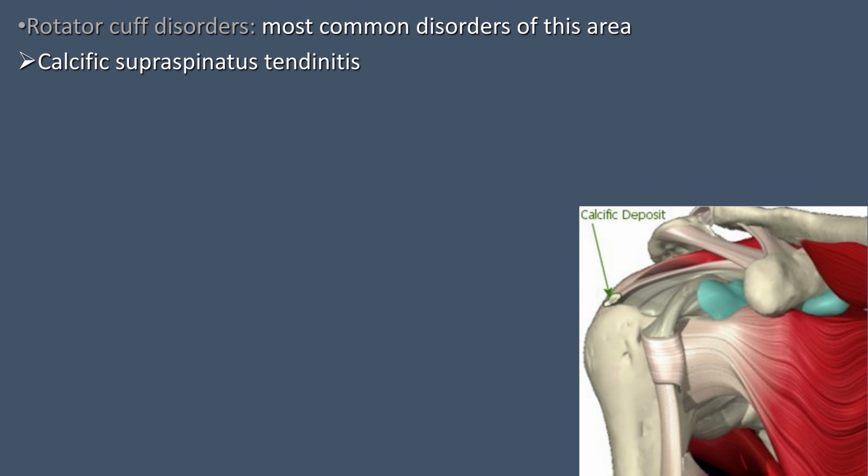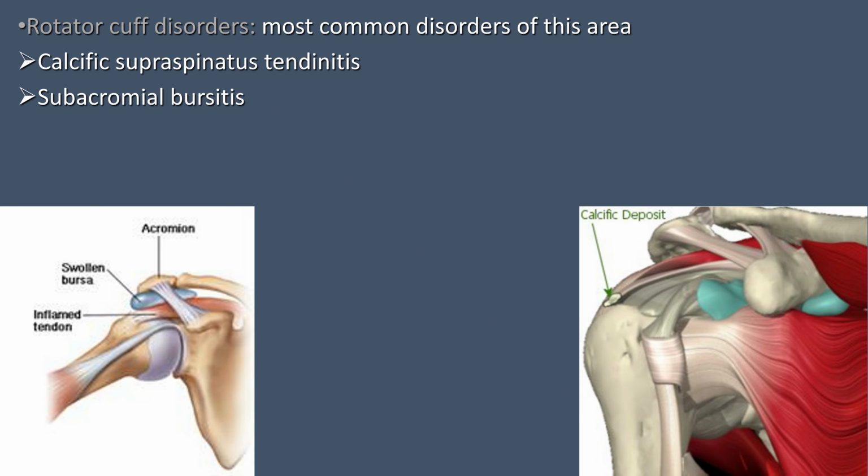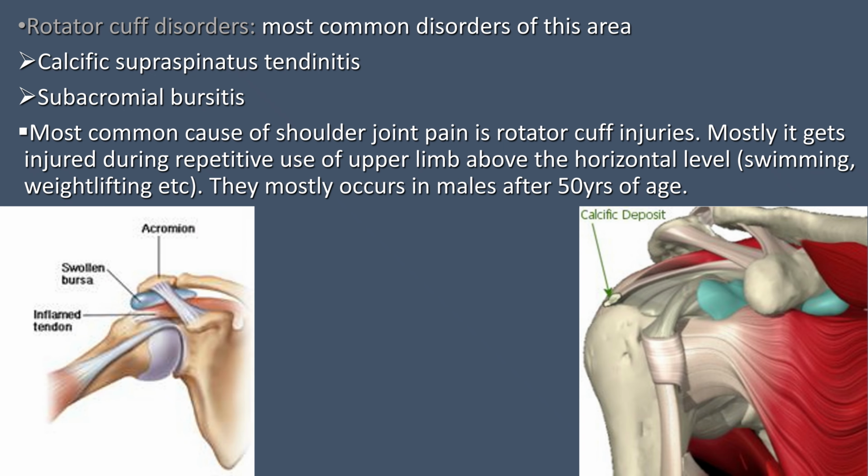Yet another pathology associated with the shoulder joint is rotator cuff disorders. The most common rotator cuff disorders are calcific supraspinatus tendinitis and subacromial bursitis. Rotator cuff disorders occur mostly in males above 50 years of age, and they are caused by repetitive use of the upper limb above the horizontal level, as in swimming, weightlifting, etc.